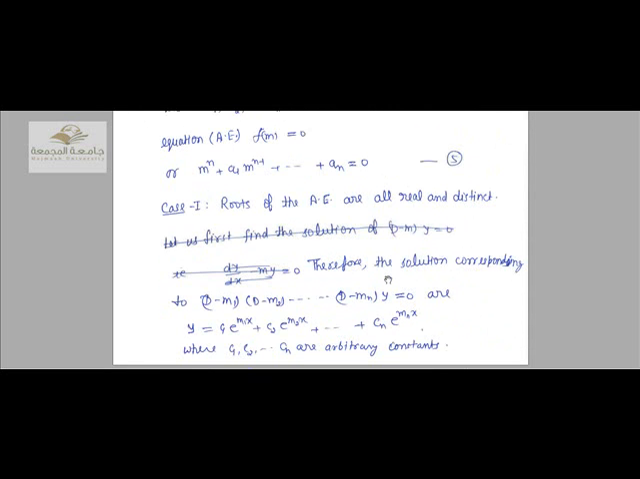The roots of the auxiliary equation are all real and distinct. Therefore, the solution corresponding to (D − m1)(D − m2) up to (D − mn) y = 0 is y = c1 e^(m1x) + c2 e^(m2x) + up to cn e^(mnx), where c1, c2 up to cn are arbitrary constants.